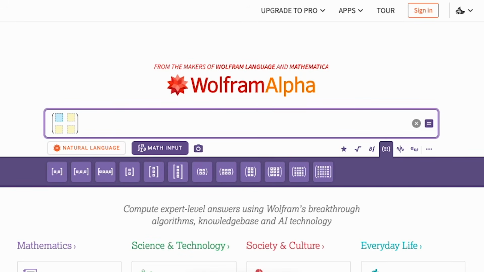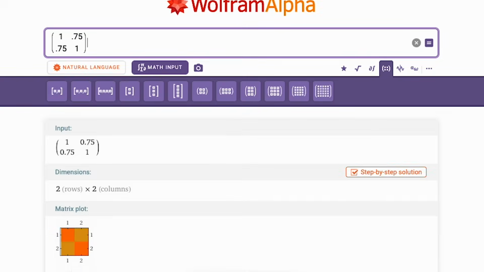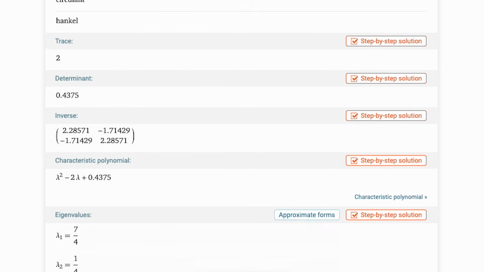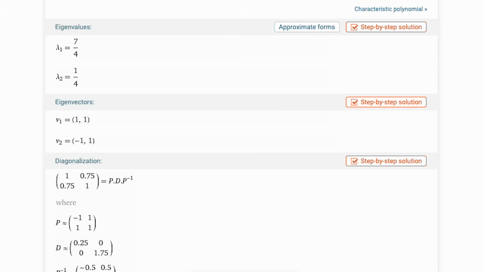In applied problems outside of a classroom setting, we can have a computer find the eigenvalues and eigenvectors for us. Wolframalpha.com is a website that will automatically find the eigenvalues and eigenvectors of a square matrix just by entering that matrix in the search bar.